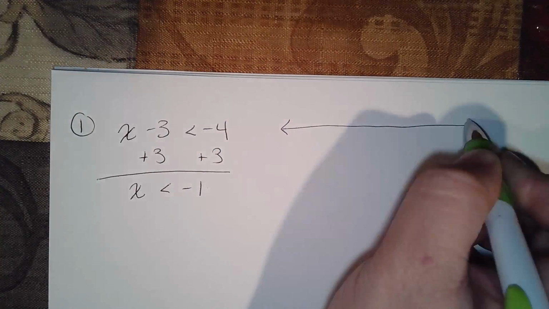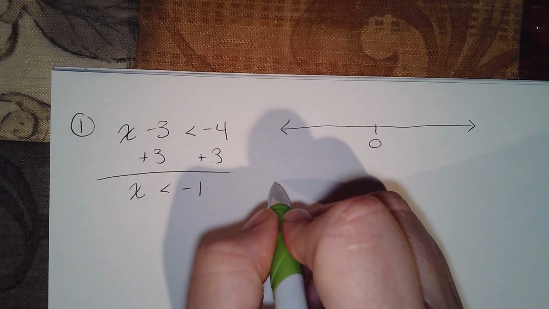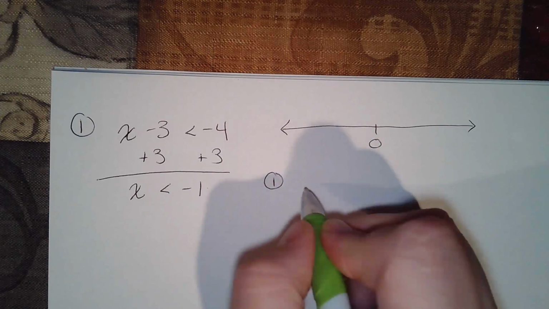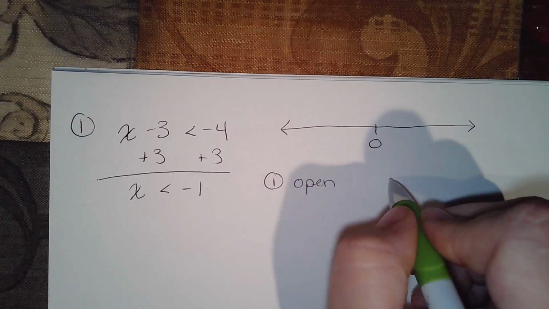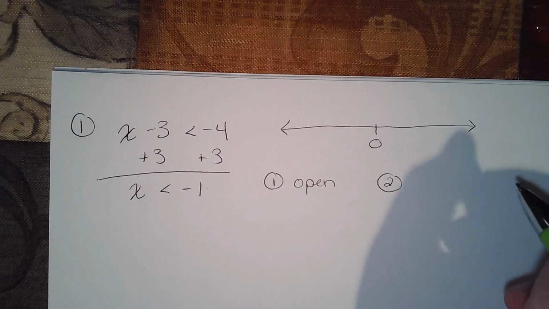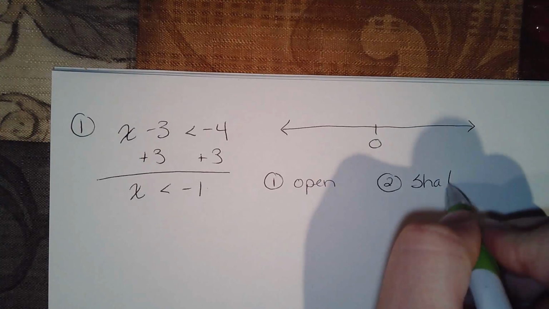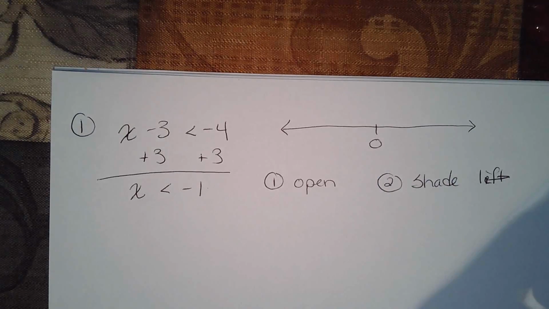Now, in order to graph this, we have to ask a couple questions. The first question is, is it open or closed? Well, in this case, the inequality sign is open. So we're going to write open. Now, number 2, do I shade left or right? Well, since x is on the left-hand side like it's supposed to be, we can look at the way the arrow points, and the arrow points to the left. So we're going to say shade left. So now that we have that figured out, we can actually shade this.